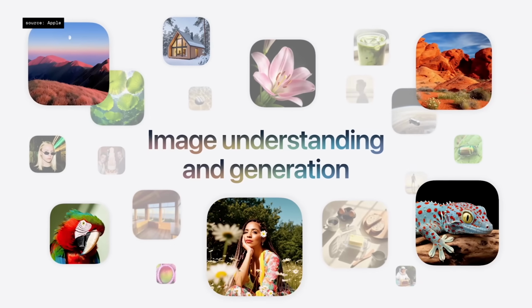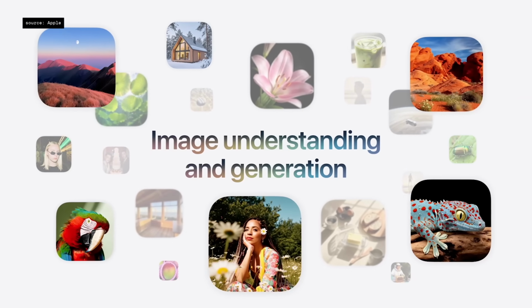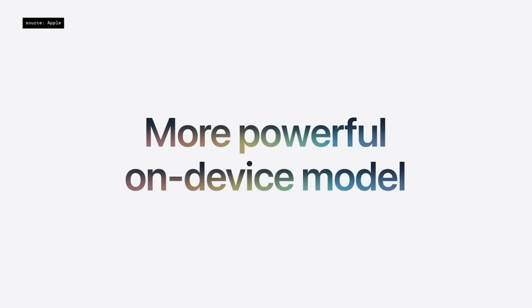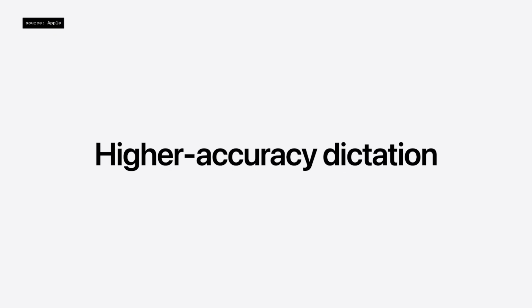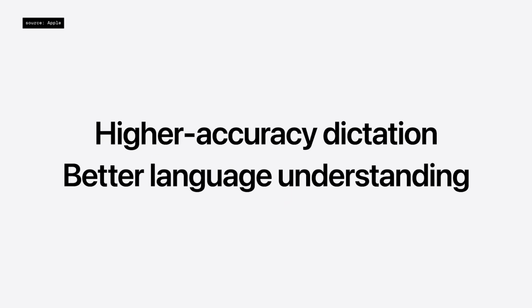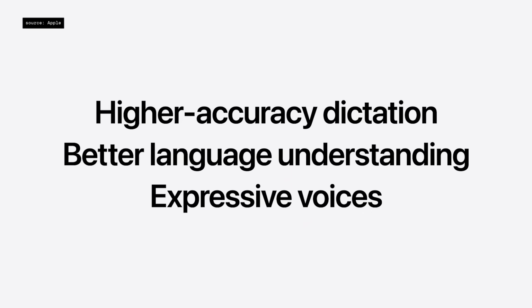So you can create realistic images, edit photos like never before, and get answers about visual content. And we went further, optimizing for the most capable of our Apple Silicon systems with a second, even more powerful version of our on-device model. This model lets supported products understand and generate speech, along with understanding text and images. And it delivers even higher accuracy for system-wide dictation, better natural language understanding, and incredibly expressive voices.